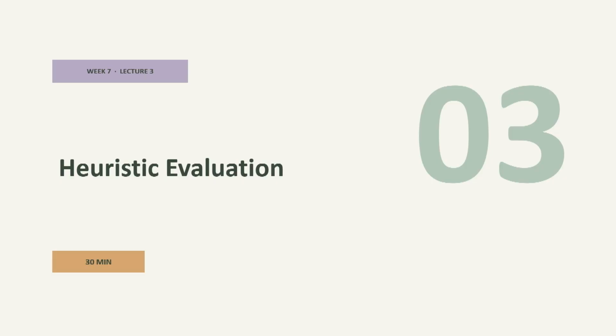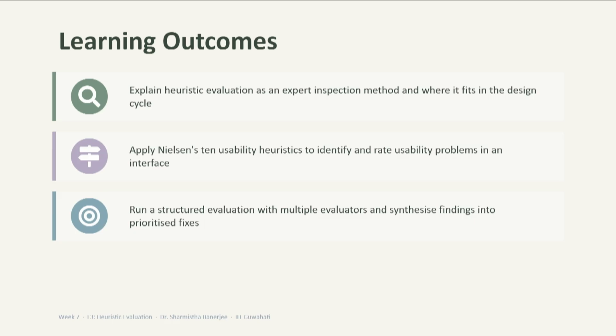So we start our journey by discussing what is heuristic evaluation. The key learning outcomes of this particular lecture: we will explain how heuristic evaluation is conducted. It is an evaluation which is done by experts who inspect the whole application and identify where the problems are, which can be rectified by the design team. We will apply Nielsen's 10 usability heuristics to identify and rate usability problems in an interface. Then we will run a structured evaluation with multiple evaluators and synthesize findings into prioritized fixes.